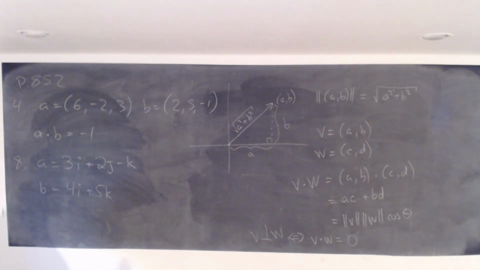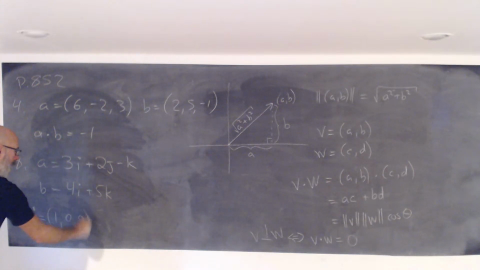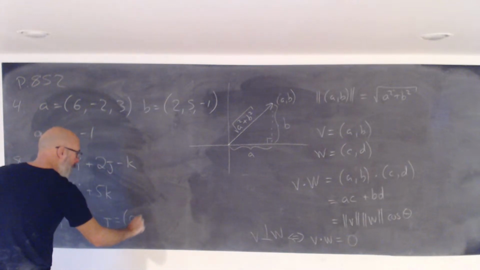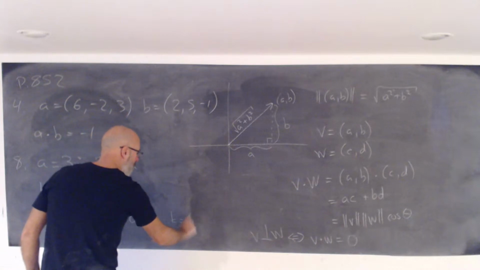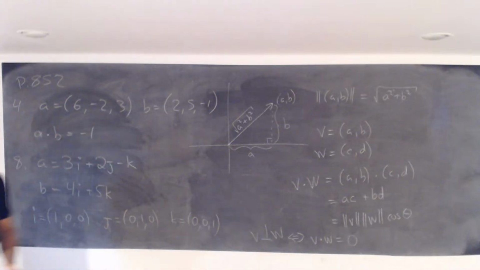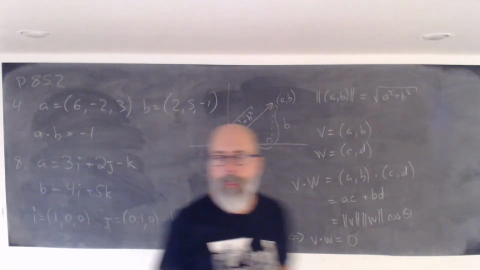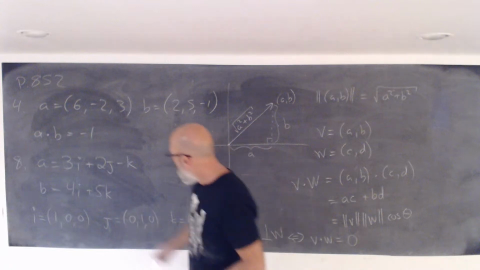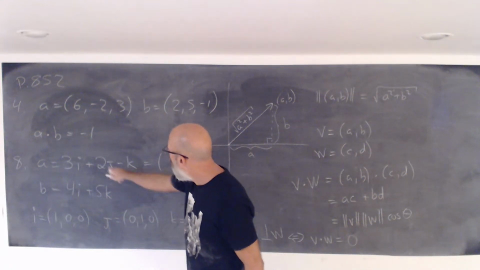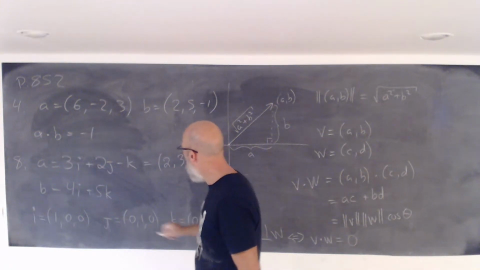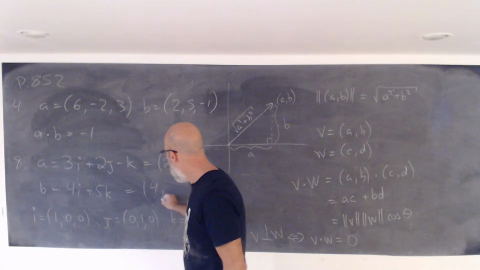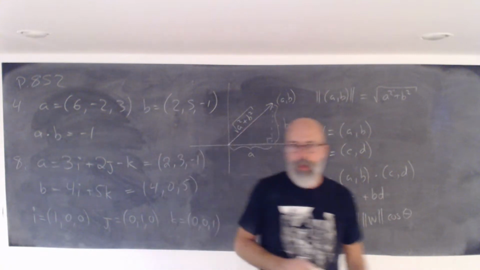If A is 3i plus 2j minus k, and B is 4i plus 5k, let's remind ourselves that i is the vector 1, 0, 0, j is the vector 0, 1, 0, and k is the vector 0, 0, 1, meaning that this is the vector 3, 2, minus 1, whereas this is the vector 4, 0, 5.